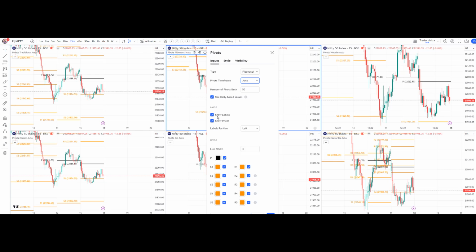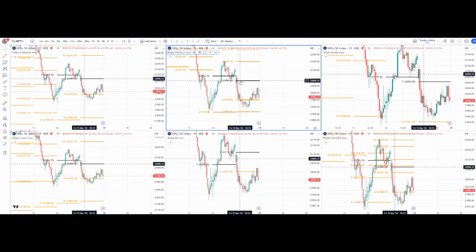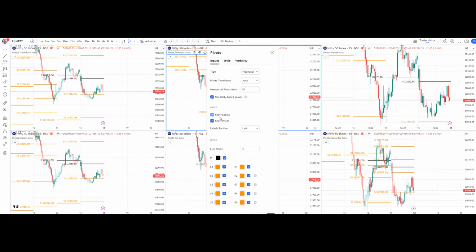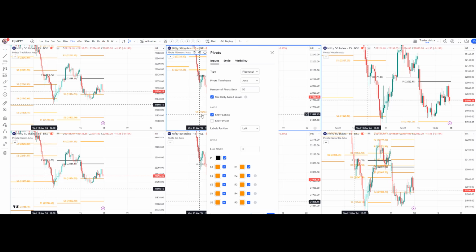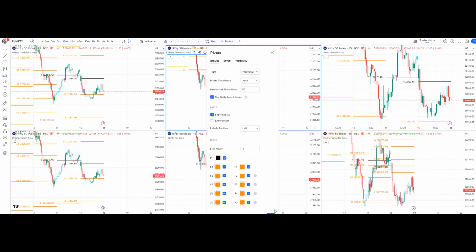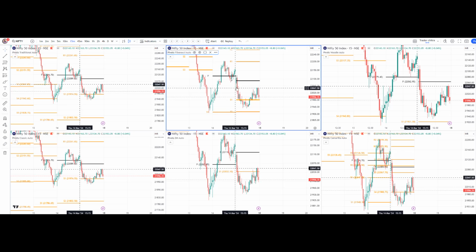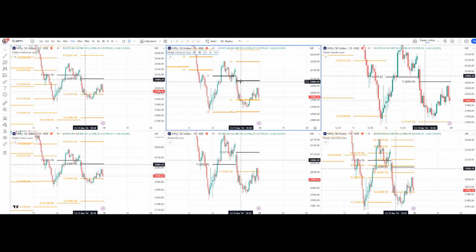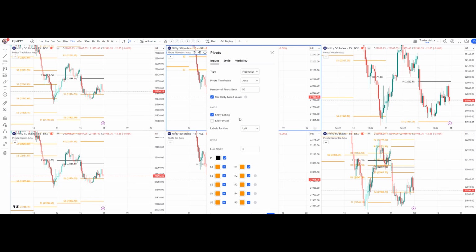And what is the meaning of show label? When you uncheck show labels, we cannot see the S1 or S2 or the pivot level, just lines we can see there. Okay. And what is the meaning of show prices? When you uncheck this, we cannot see the prices, that is, the levels of the pivots or the support or the resistance level. So if you want that, you can click on show prices.